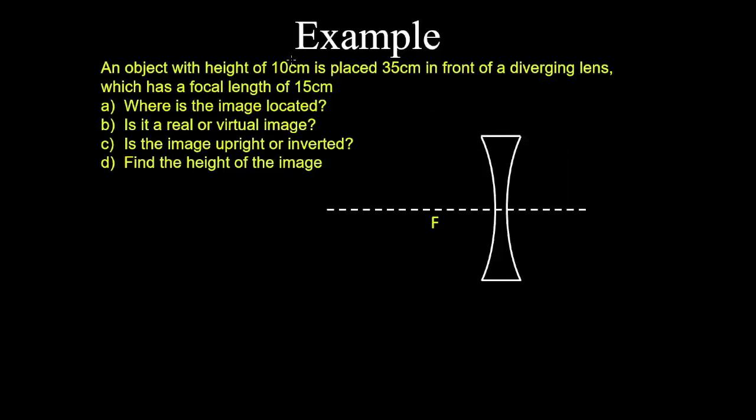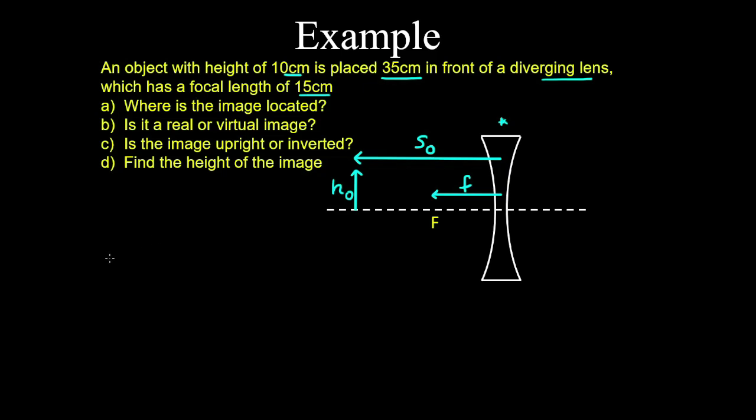An object with a height of 10 centimeters is placed 35 centimeters in front of a diverging lens, which has a focal length of 15 centimeters. So that's measured from the optical center. So the object would be somewhere around here. And we'll label the distance from the optical center to the object and the height of the object.